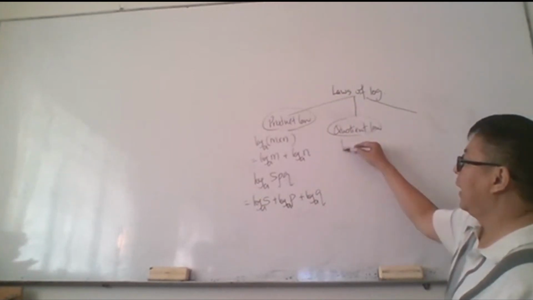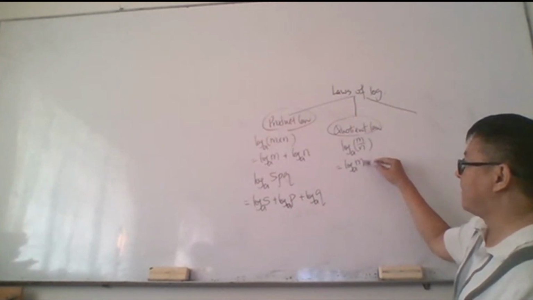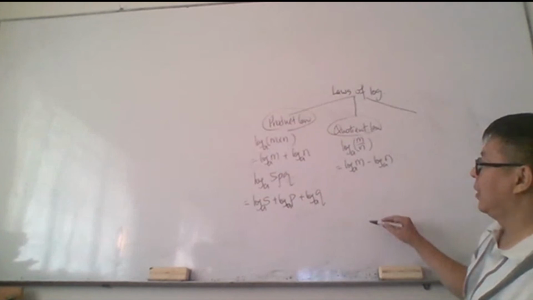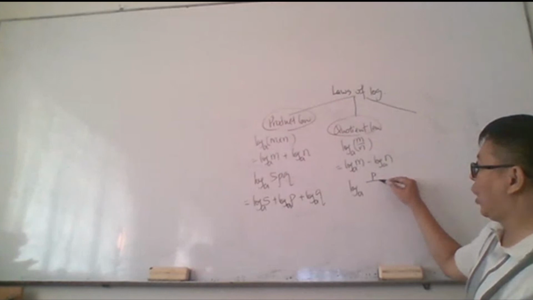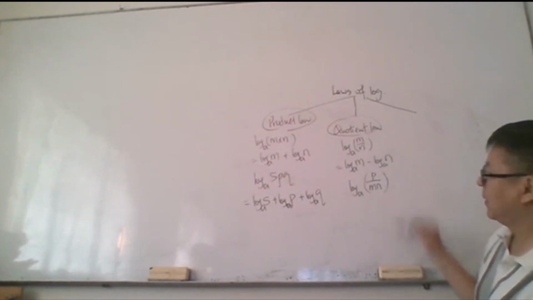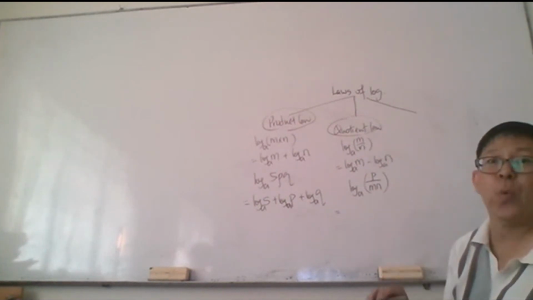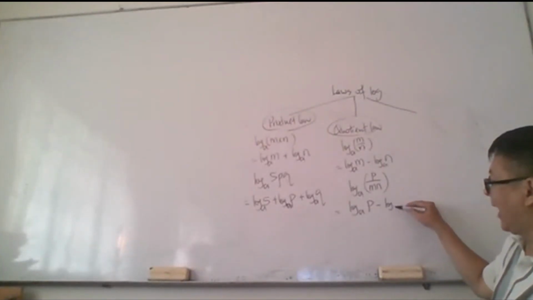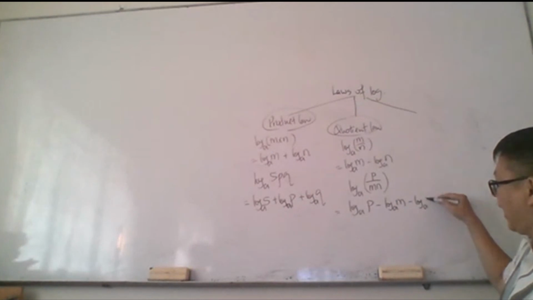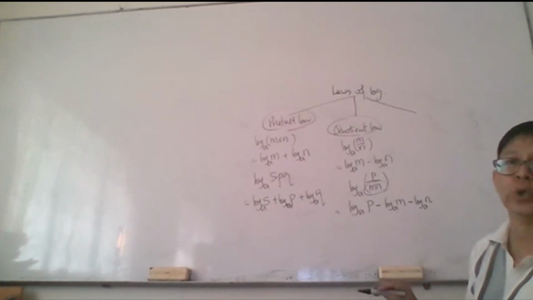And then we come to the quotient law. Log_a(m divided by n) will be log_a m minus log_a n. Or I can give you a question something like p over mn. Just now at the bottom we had 1 variable n, now we got 2 variables. Then there will be log_a p minus log_a m minus log_a n. So if there are 2 variables, that means we need to minus 2 times.